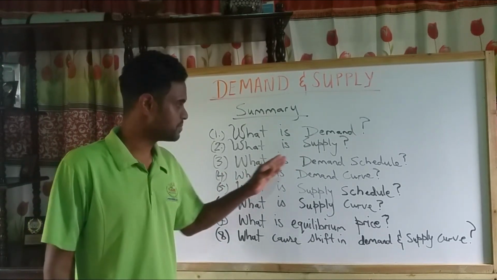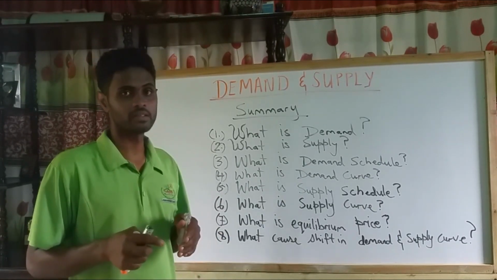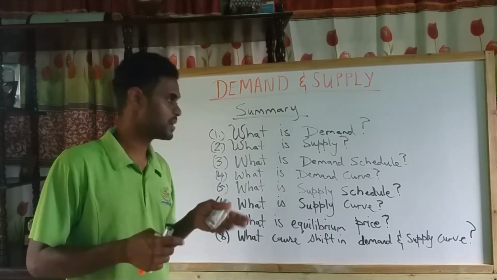Number three, what is the demand schedule? Demand schedule is the total amount of demand for a good that is tabulated. So that information is put in a table that is called the demand schedule.